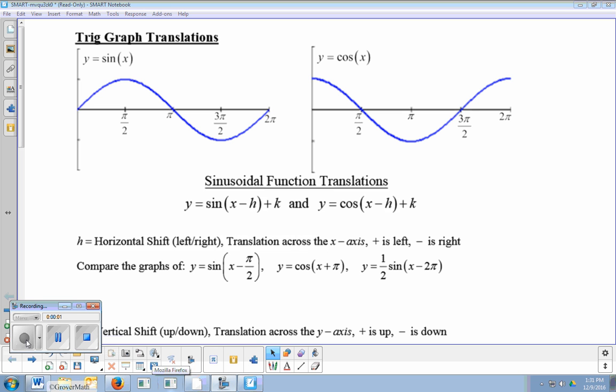Algebra 2 Common Core, trig graph translations. So at this point, you're very familiar with the basic sine and cosine curves, and you learned about dilations. You learned about amplitude, frequency, and period.